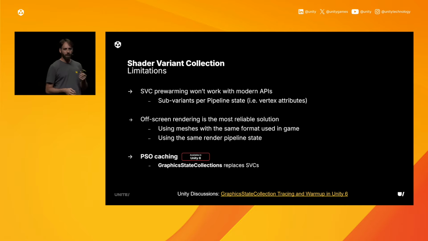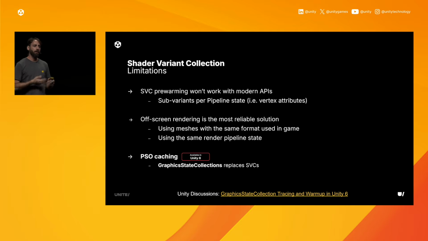But in Unity 6, we have solved this. We now have the concept of PSO caching, or pipeline state object caching. It's a very similar API to shader variant collection. You can essentially create a graphics state collection, record all the shaders that you compile during a given playtime session, and then store this and pre-warm this graphics state collection with, again, the same API as shader variant collection, or a very similar one.